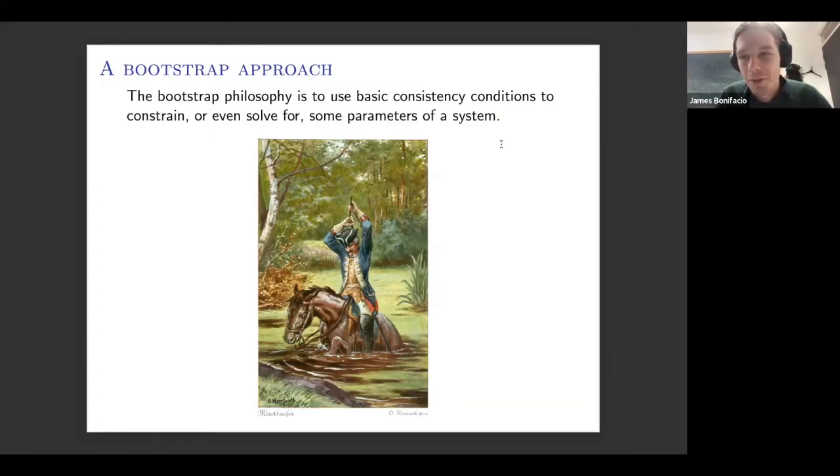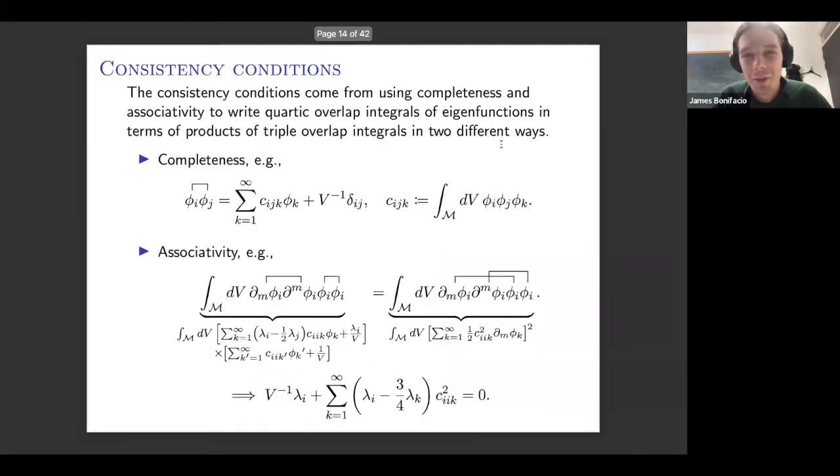Concretely, what do I mean by this in this context of hyperbolic geometry? So let me tell you what I mean by consistency conditions. This slide is telling you where the non-trivial input is coming from. The consistency conditions that I'm going to use come from using completeness and associativity to write quartic overlap integrals of eigenfunctions in terms of products of triple overlap integrals in two different ways. That's one of the main ideas.